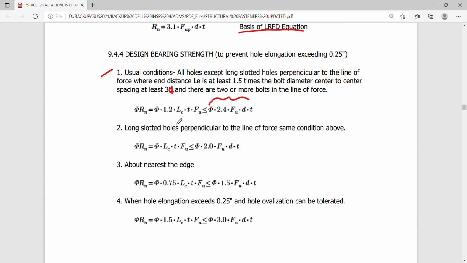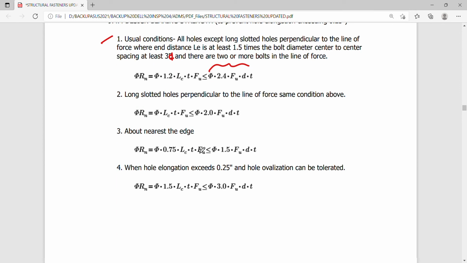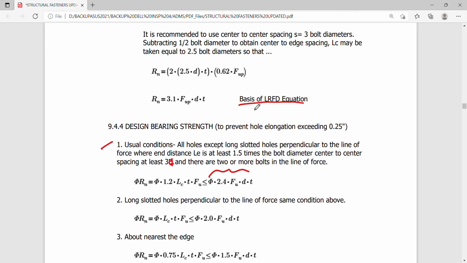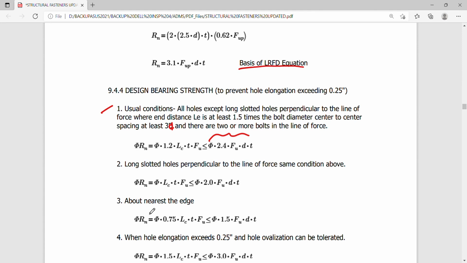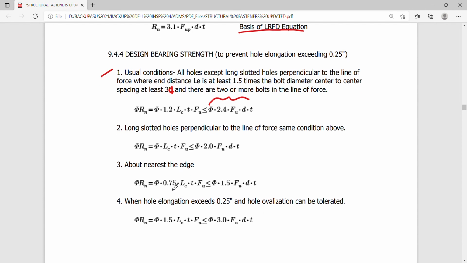Okay, so the basis of this formula is actually this formula here. You will take note that this is the basis of the LRFD equation, and to give enough factor of safety, we cannot exceed this 3.1 here. So here we have only 1.2 as your maximum resistance RN. And for long slotted holes, this is reduced to 1.0, even smaller. For the nearest edge, about nearest the edge, this is reduced further to 0.75.